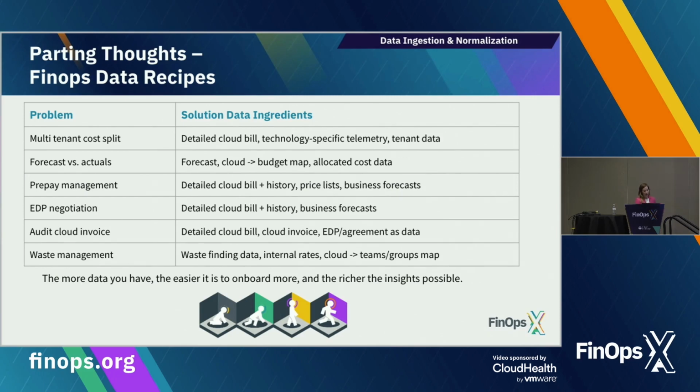Here are some other FinOps problems and the key data sources we use to address them. Whenever you set out to solve a new FinOps problem, a key early step is identifying the data ingredients necessary to provide for an accurate and lasting durable solution. And so some examples, we went through the first two, but if you wanted to solve for prepay management, you'd look at the detailed cloud bill and history, the price lists, and then the business forecasts. And then similar process for EDP negotiation or auditing a cloud invoice. And so the more data you have, the easier it is to onboard even more data, and then the richer insights you can provide to your customers.